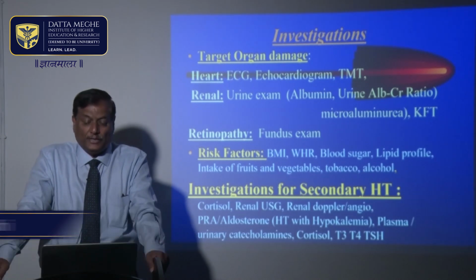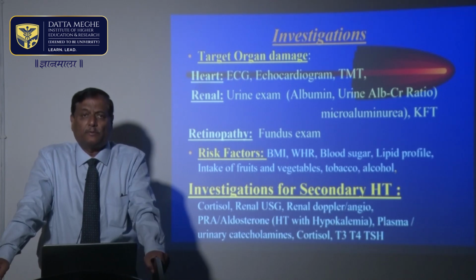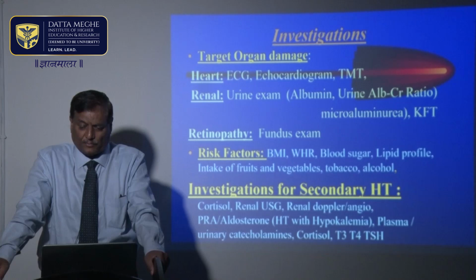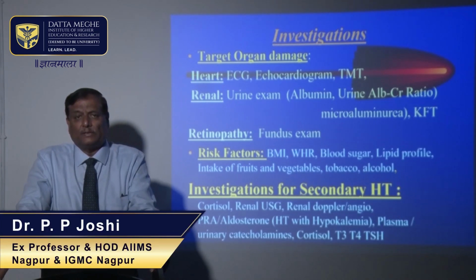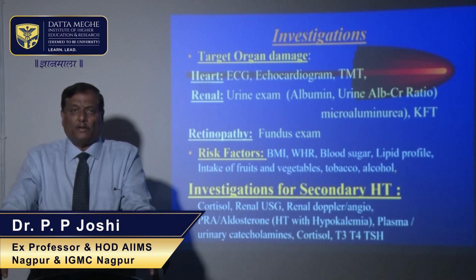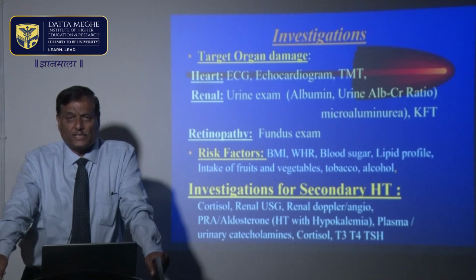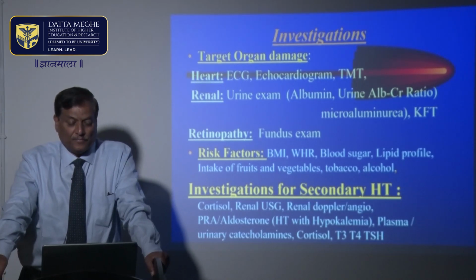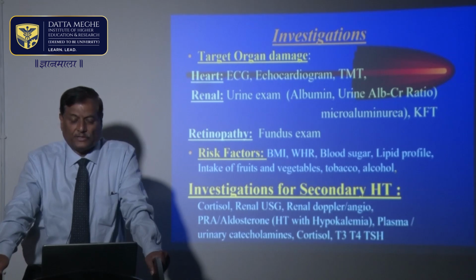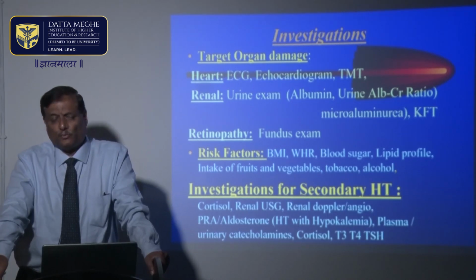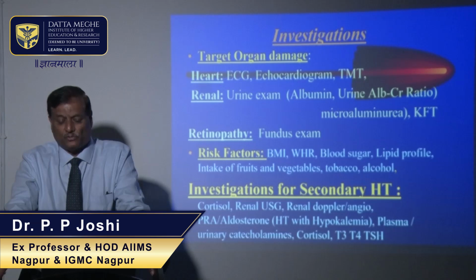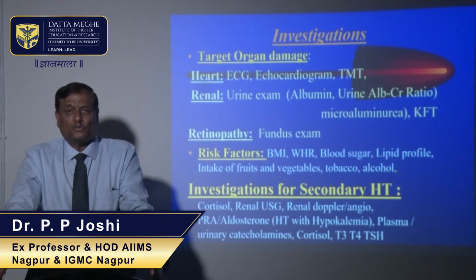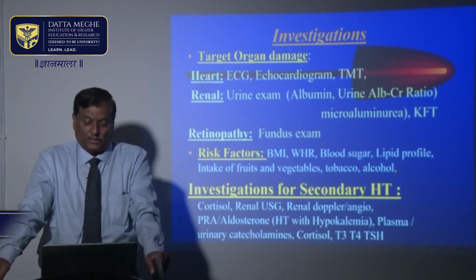For kidneys, we have to do urine albumin creatinine ratio. We have to look for microalbuminuria or macroalbuminuria. We have to do serum creatinine and blood urea, and other tests. For retinopathy, fundus examination may have to be done, and for risk factors, we have to assess the body mass index, waist by hip ratio. We have to do the blood sugar, fasting and post meal. Lipid profile has to be done, and ask the patient regarding the intake of fruits and vegetables, whether he smokes tobacco or uses smokeless tobacco in the form of chewing tobacco, and whether he consumes alcohol or not. These risk factors have to be assessed. So we have to assess for target organ damage, and we have to assess for all the risk factors.